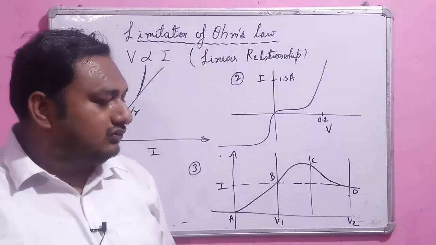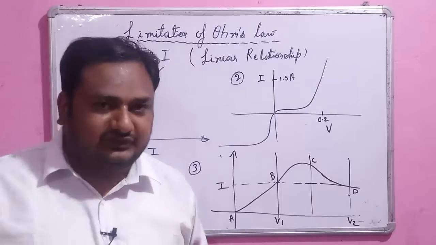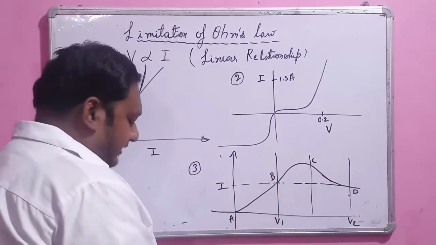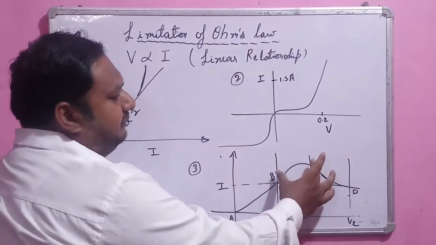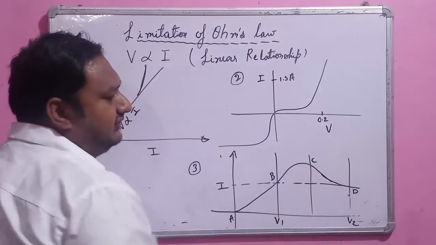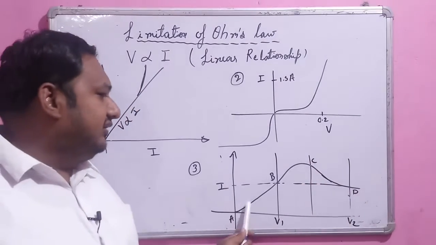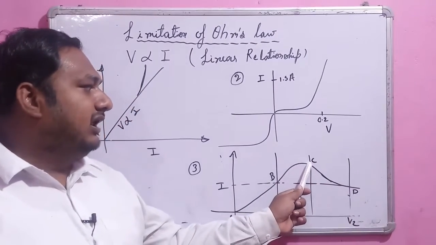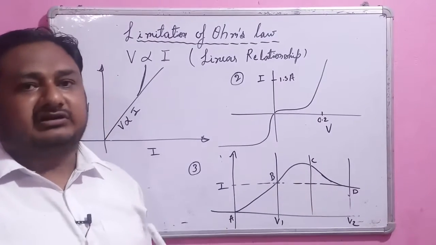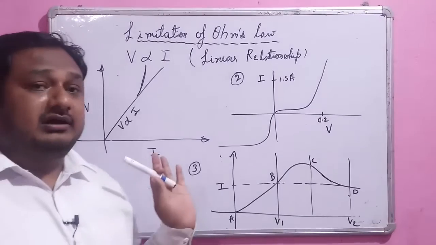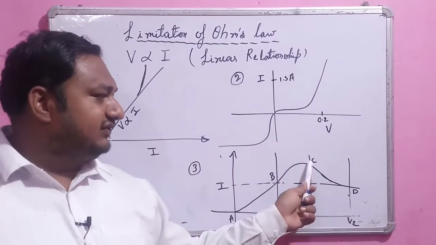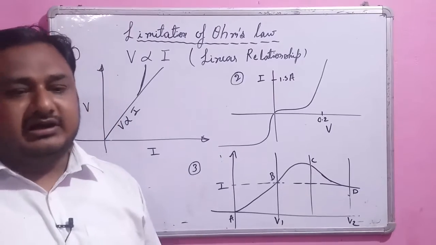Now this is the third graph, in which A to B is a linear region, B to C is a non-linear region, and C to D is a negative region. What happens here? The value of current is increasing up to this point, and beyond point C the value of current is decreasing. That is why it is called the negative region, and that is why this CD portion is called a negative region.